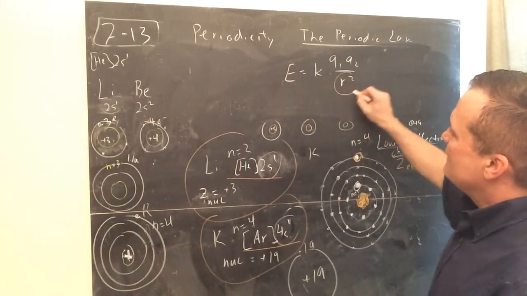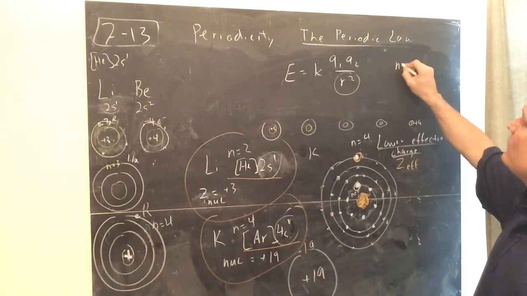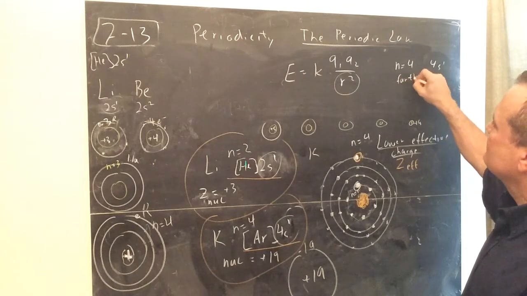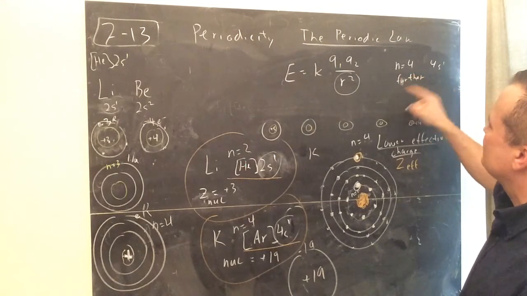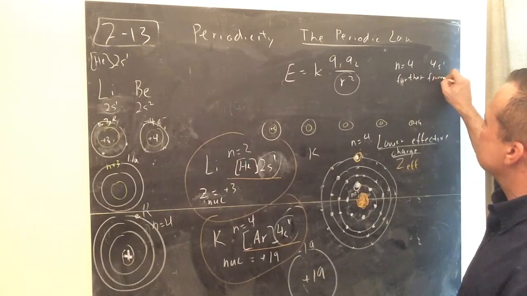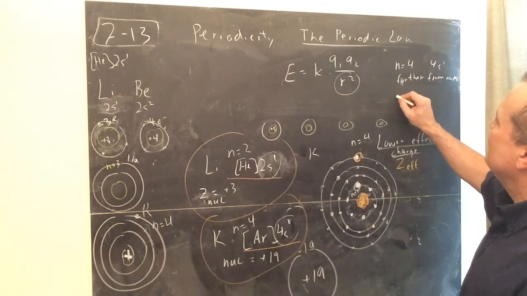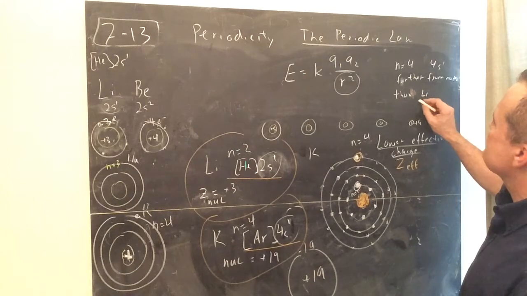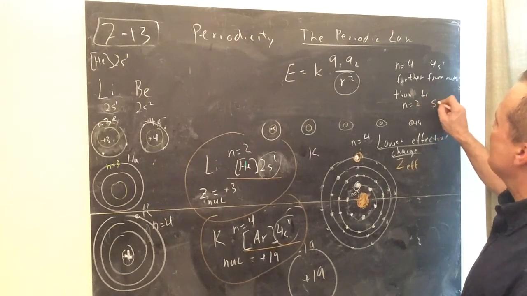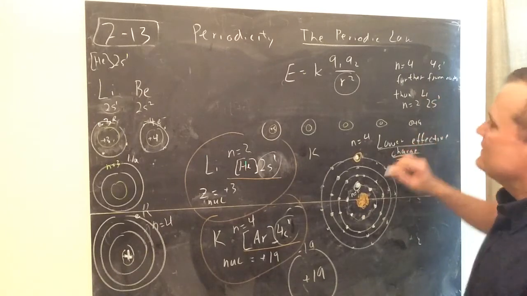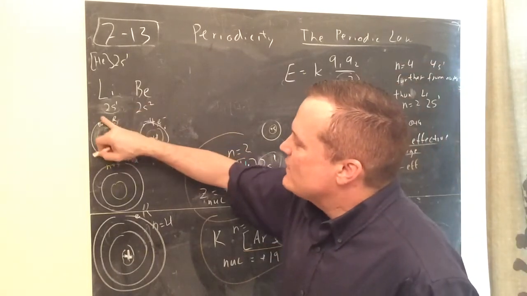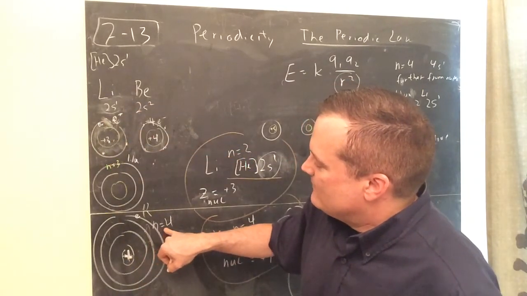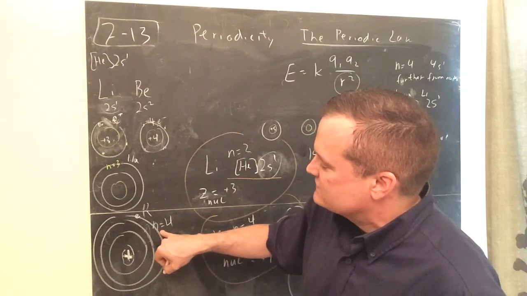Because look at the deal. They're farther away. An electron at n equals 4, the 4s1, is farther from the nucleus. I think you can say farther or further. Further is correct. Further from the nucleus than lithium's n equals 2, 2s1 electron. So in lithium, the outermost electron at 2s1 is closer to the nucleus than potassium's outermost electron at n equals 4.